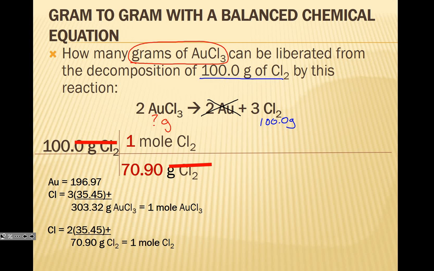And then the top one would be 2 moles of AuCl3. And then you'd put that 303, so remember that, but you got it right here. So this would be 2 moles of the AuCl3. And then on the bottom 1 mole, and then this mass on top. Okay? If you need to, just take your paper and lean it forward.